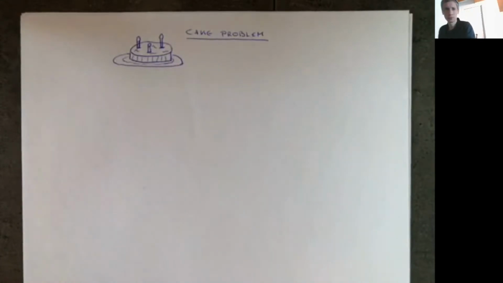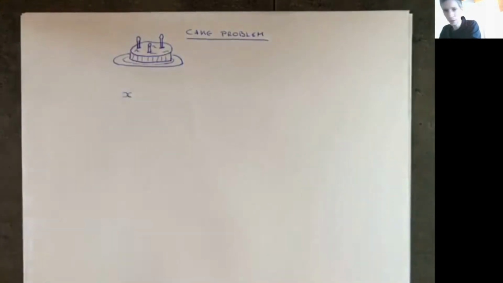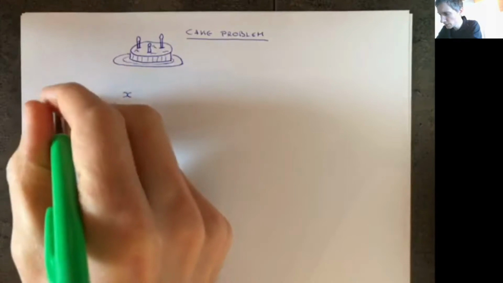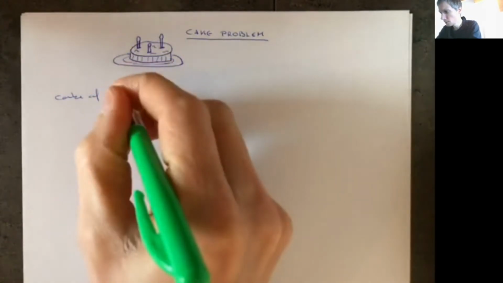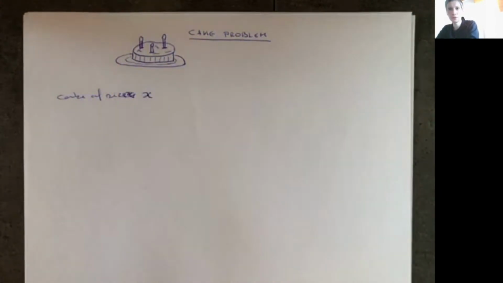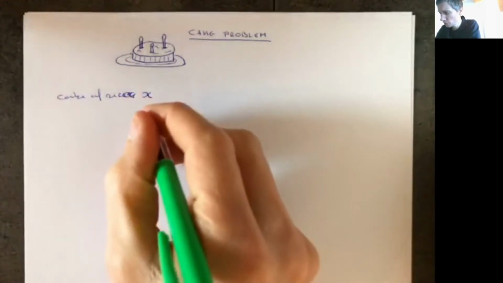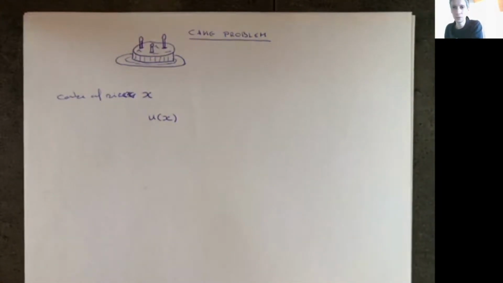Today we're going to look at the cake problem. So what's the cake problem? Well, let's assume that we have a cake of size x. Okay, and you have to decide whether we want to eat the cake now or wait one period and eat the cake tomorrow. So eating the cake gives you some utility, which is increasing in the size.